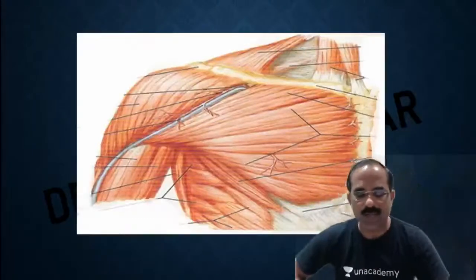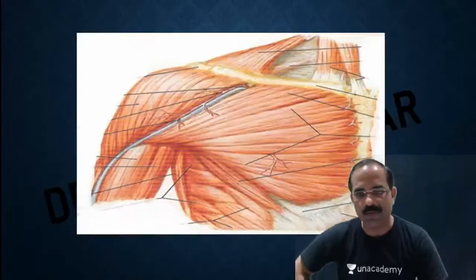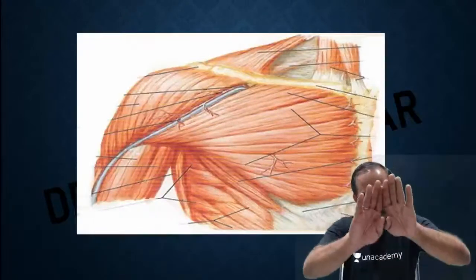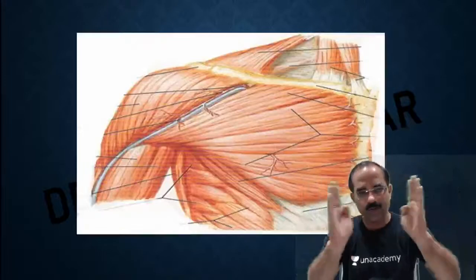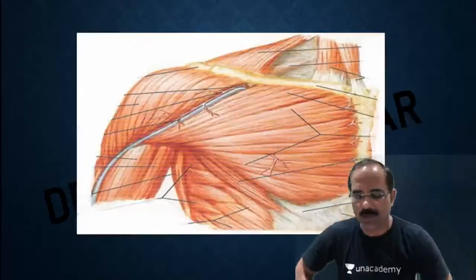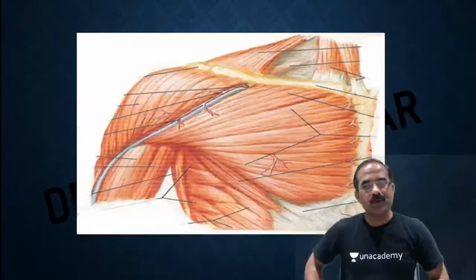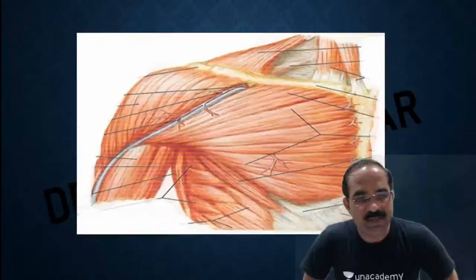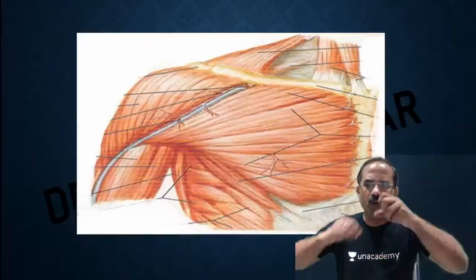protraction of scapula. Very good, Moksh. That is protraction of scapula. When the scapula goes outwards along the chest wall, this is what we call as protraction. And this protraction is done by whom? Serratus anterior. And this protraction is very commonly seen in whom?